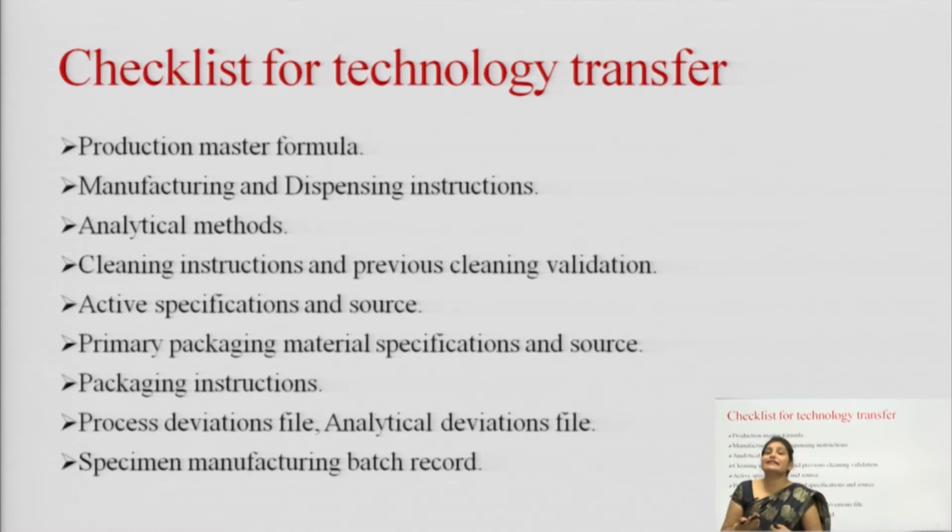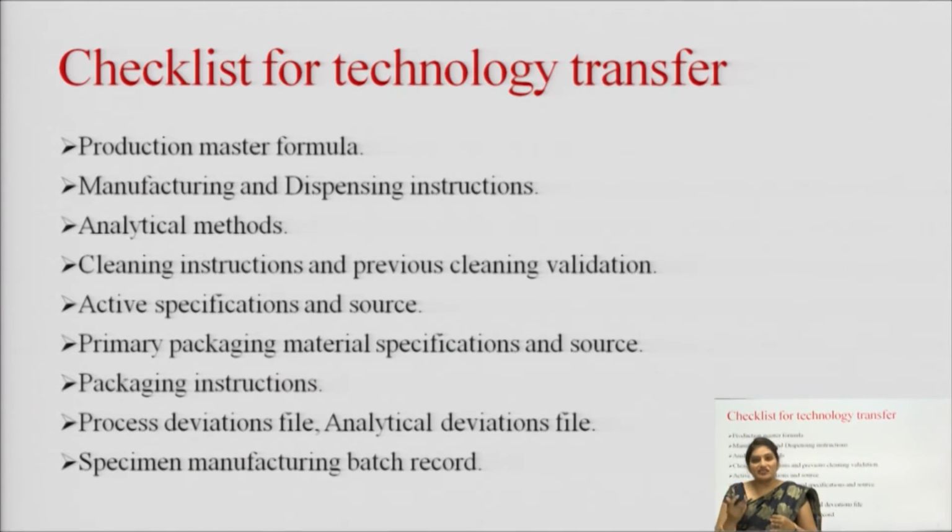Process deviation files or analytical deviations file. Suppose in any case our product is not in the specified limit, does not comply with the specification that we have described, and it deviates from the quality, or we are getting inadequate quality of product, then what we have to do? In case of process deviation, what steps we have to take, it should be described. Specimen manufacturing batch record. Okay. Means for the manufacturing of a batch, what documentation should be there, and this documentation should be recorded. Okay. We should have a record of that document with us. So, this is the checklist for technology transfer.